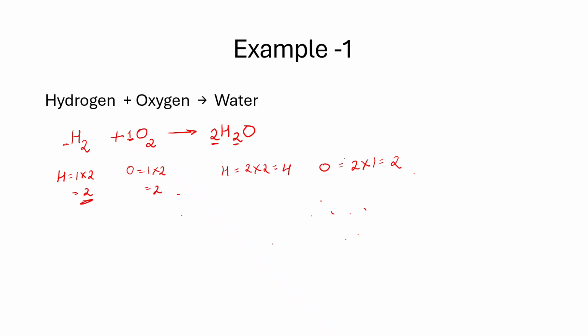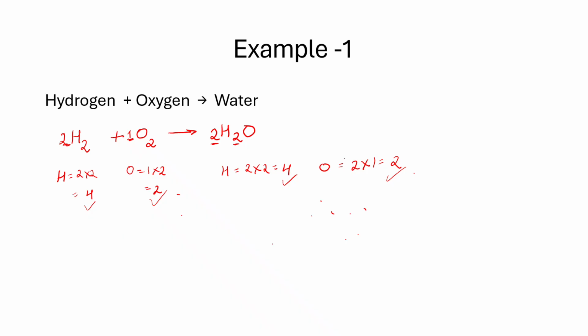If instead of having a coefficient 1, we put a coefficient 2 on the reactant side for hydrogen, the number of hydrogens also become 2 times 2, which is 4. So now we see the number of hydrogen on the reactant side is 4. The number of hydrogen on the product side is also 4. The number of oxygens on the reactant side is 2 atoms, and the number of oxygen atoms on the product side is also 2. So here we get a balanced chemical equation.